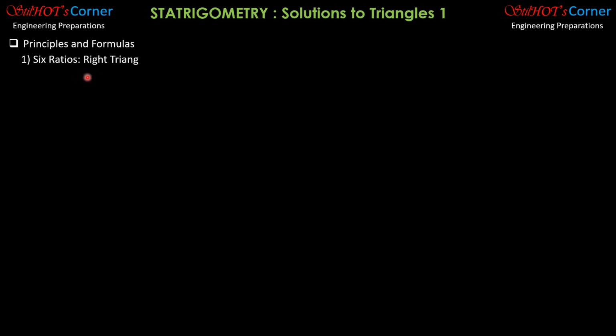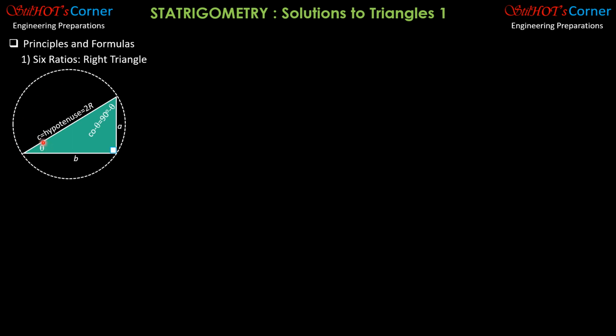We have 6 ratios for the right triangle, SOHCAHTOA to abbreviate. So this is the right triangle, that's 90 degrees, and this is the angle theta. The other angle is the complement of theta, or 90 degrees minus theta. The side opposite to theta is denoted A here, adjacent to theta is B, and the hypotenuse, the longest side, is equal to the diameter of the circumscribing circle as shown, and it is denoted by C. So that's the opposite, that's the adjacent side.